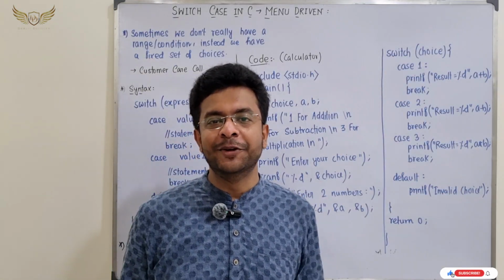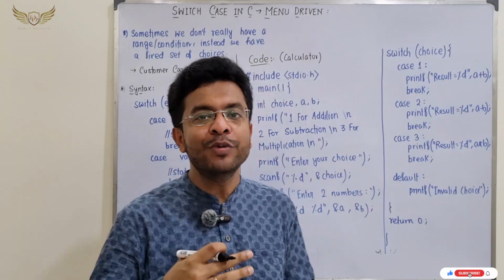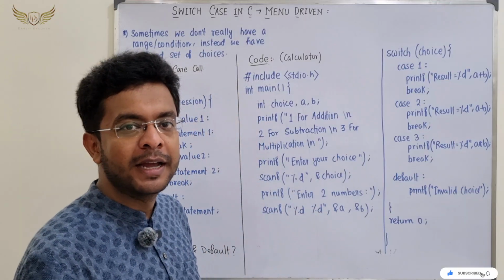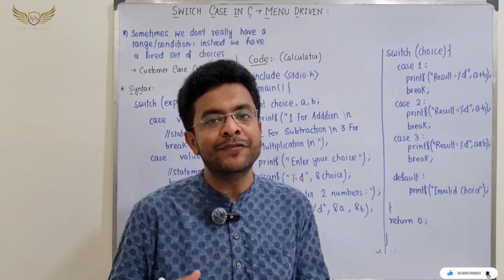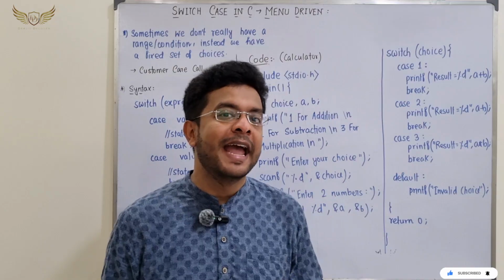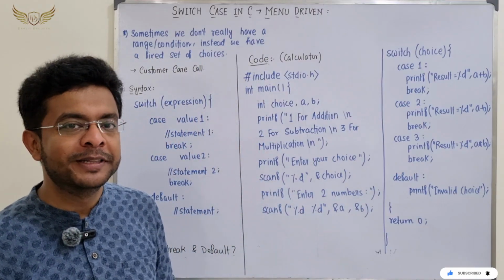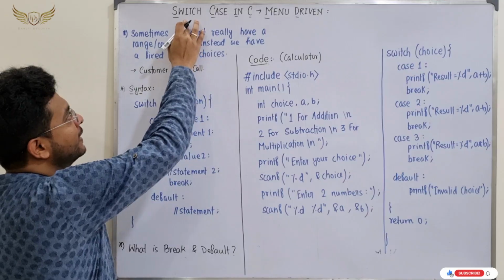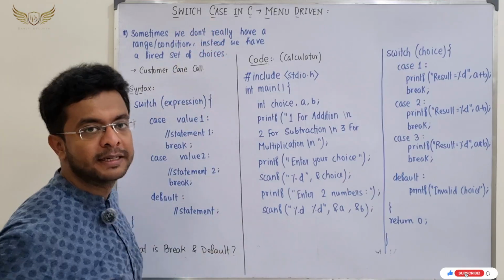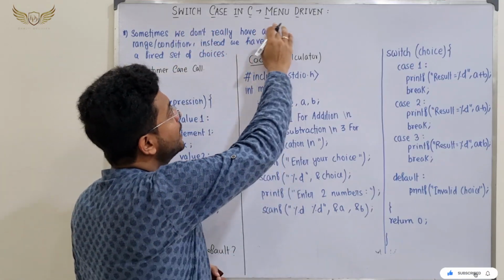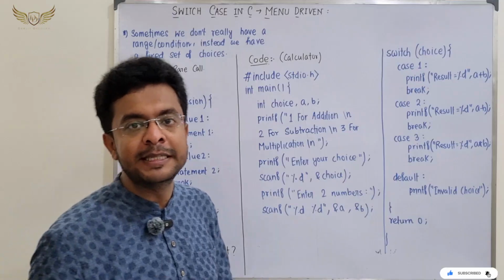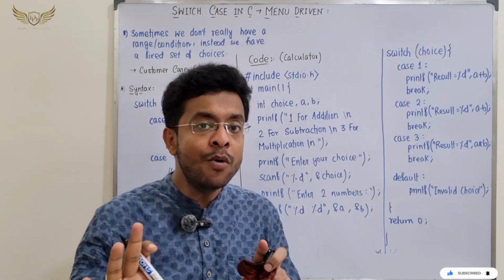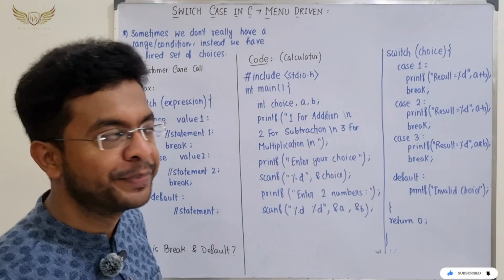So in the last video, we saw how the program makes a decision and uses the if, else if or else condition, right? And as I mentioned in that video, in this video we will be looking at another decision making technique, that is the switch case, right? Or we can say a menu driven program using C language. So how does this particular thing work?